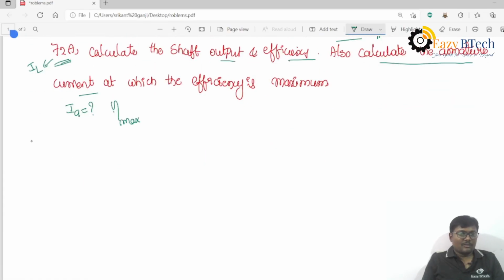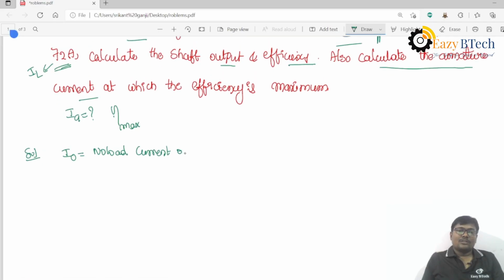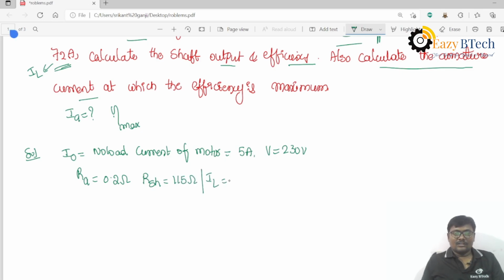So coming to our problem. Solution. I naught is the no load current of motor, that should be equal to 5 amperes. Our supply voltage is 230 volts. RA is equal to 0.2 ohms. RSH is equal to 115 ohms. And this is the second part. If the IL is equal to 72 amperes, calculate IA at maximum efficiency.